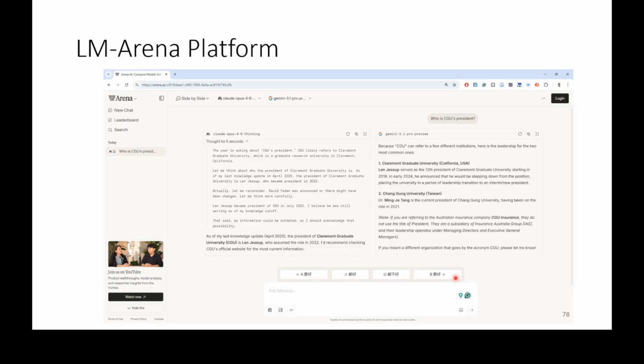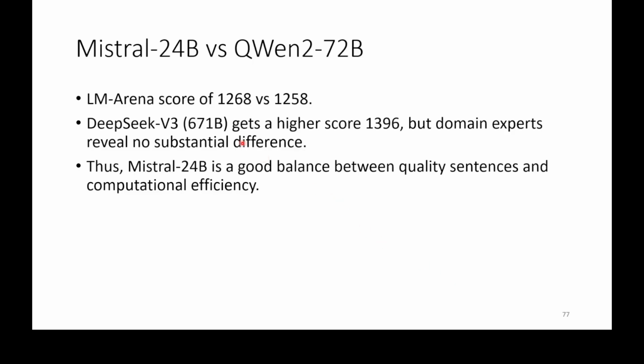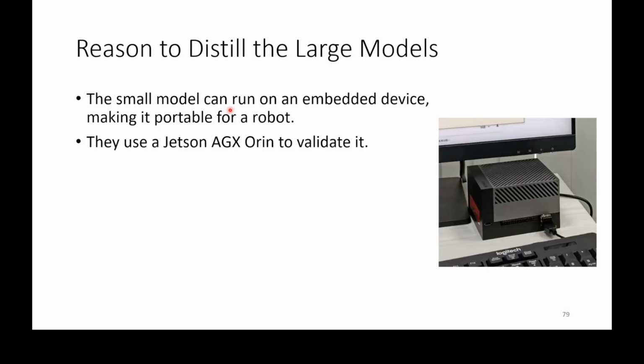Users will rank or upgrade the generated responses of two large language models. They collect the user feedback and generate the score. That's why Mistral 24B's arena score is higher than Qwen 72B. What does it mean? Many users, or most users, on average, think Mistral 24B is better. Its score is higher. So that's the reason why.